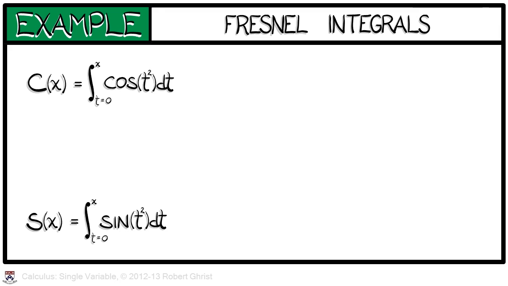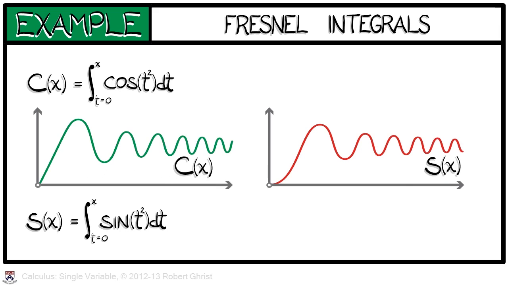These functions are very useful in optics and diffraction, but it's not so easy to come up with an antiderivative for sine or cosine of t squared. That's why these functions have special names. Now you could try to graph these functions. You would notice that they're oscillatory, as is expected from their form. But how do you really get your hands on them?